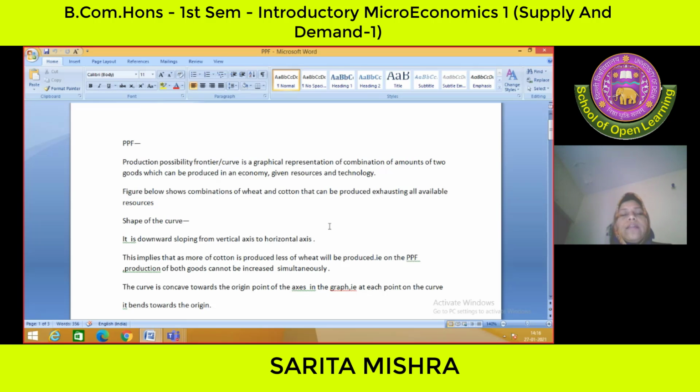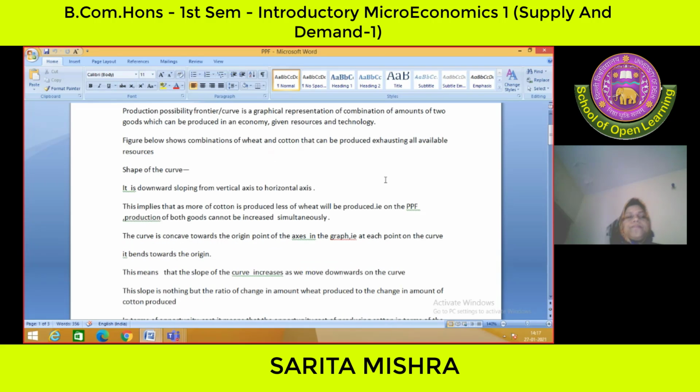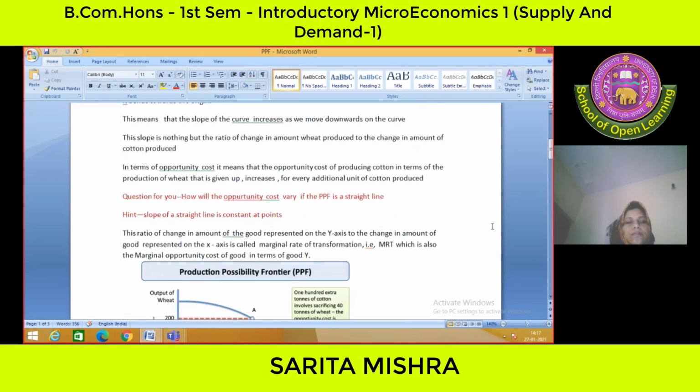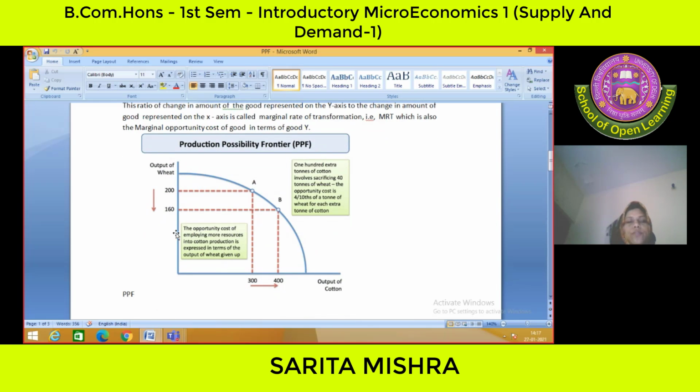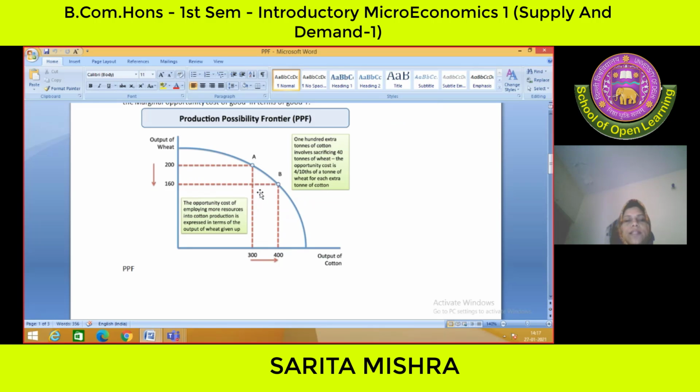Then I had moved over to production possibility frontier. What the production possibility frontier or curve does is it represents a combination of amounts of two goods which can be produced in an economy given resources and technology. I hope that you are able to see this document. So I have this production possibility curve. The diagram is here. You can see that the shape of the production possibility frontier or curve is concave to the origin and convex outwards.